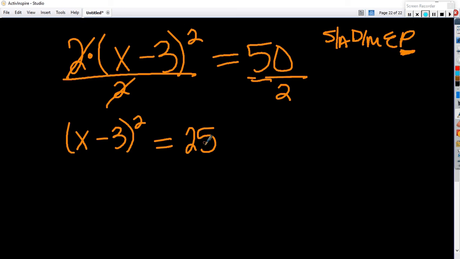Does that make sense? Okay, now what? What's next? Parentheses is last. I didn't have any addition, subtraction, and I did the multiplication, division. What comes next? The exponent. How do you get rid of it? Square root. Absolutely.